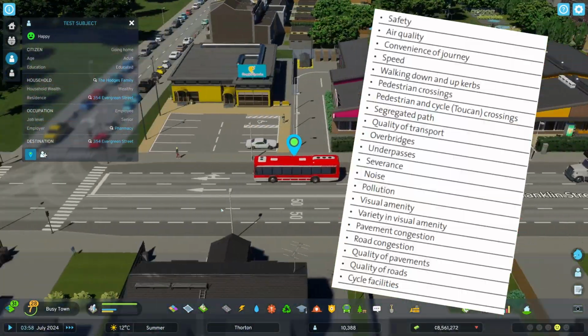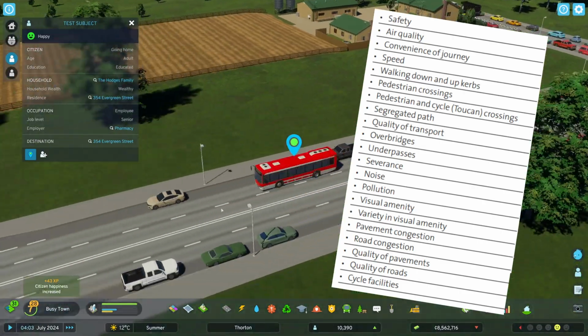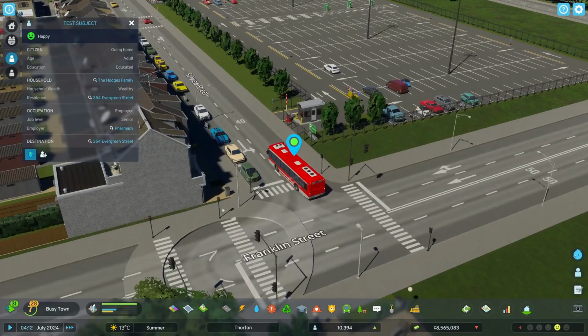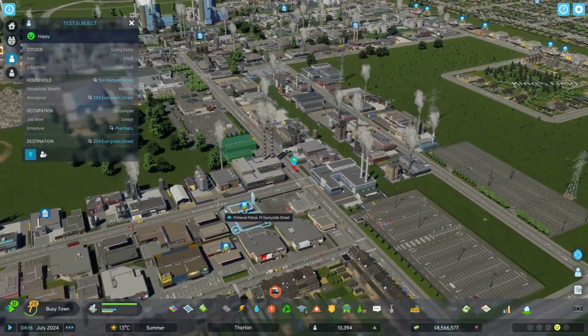The number one thing on the movement assessment is safety. So let's head back into Thornton and see if we can identify some of these things on a movement assessment.